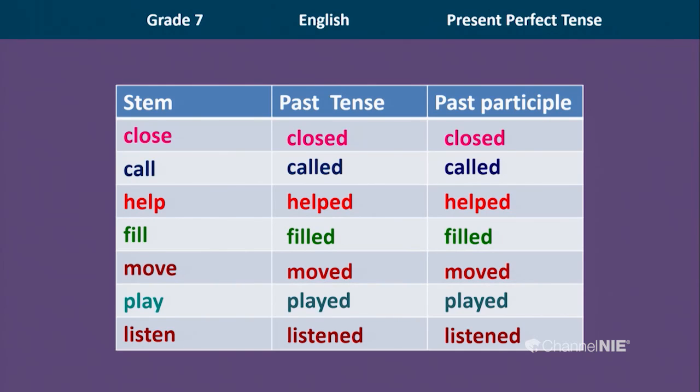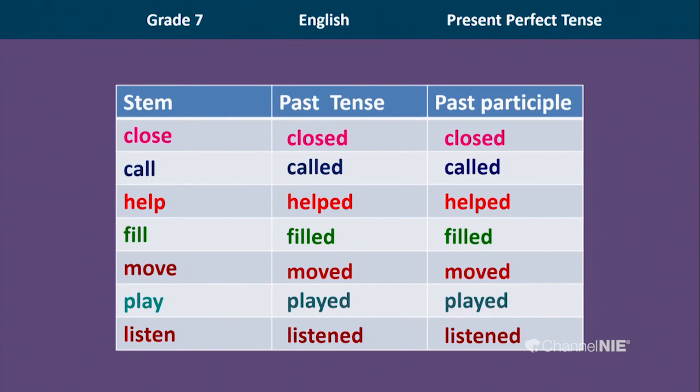Now, did you notice when we are forming the past tense and the past participle, we have always added the letter D or ED to the stem, right? If the verb ends with the letter E, now look at the verb close in pink. That verb ends with E. So, to form the past tense and the past participle, we have added the letter D.